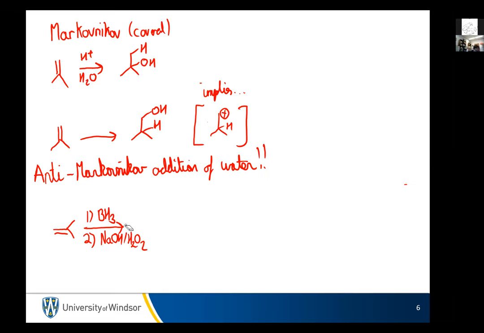Now, this is going to be the first really complex mechanism we've drawn. We're going to walk through it kind of slowly. And it's going to give us the product we want when it feels like it. So, how does this work? Well, we've got a boron hydrogen bond, and two H2s. Now, let's think about that boron hydrogen bond.